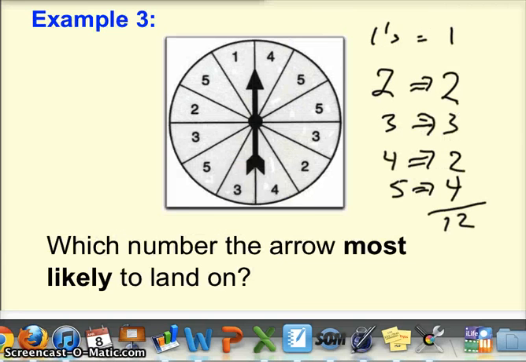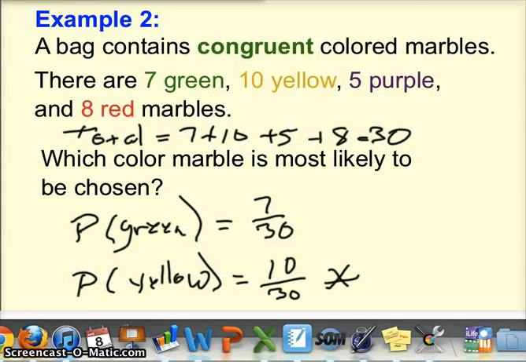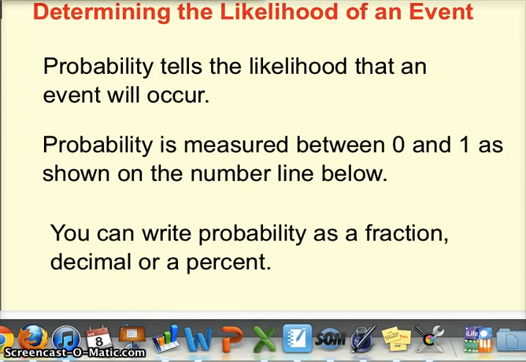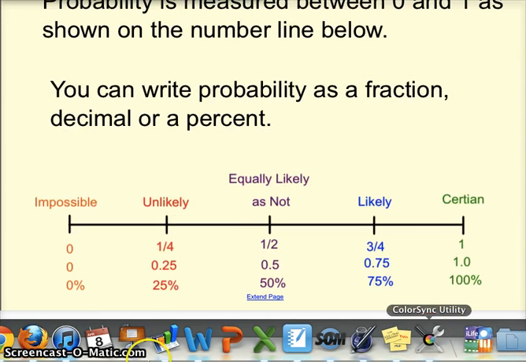Okay, so just to recap, we can determine the likelihood of an event by taking a look at its probability, which is measured between 0 and 1. If it's at 0, it's impossible. If it's at 1, it's certain. And if it's 0.5, it's equally likely as not. The further we get to the right past 0.5, the more likely it will happen. The further we go to the left past 0.5, the less likely it is to occur.